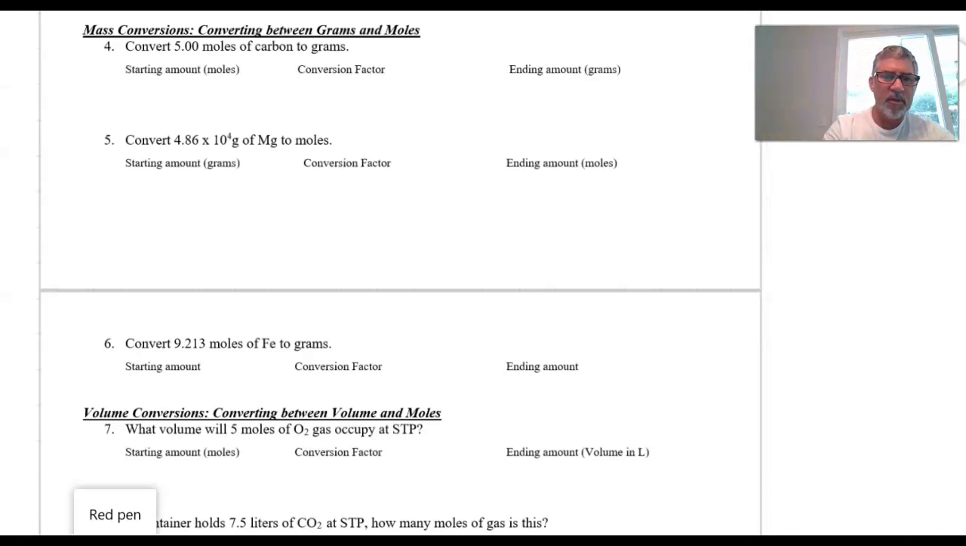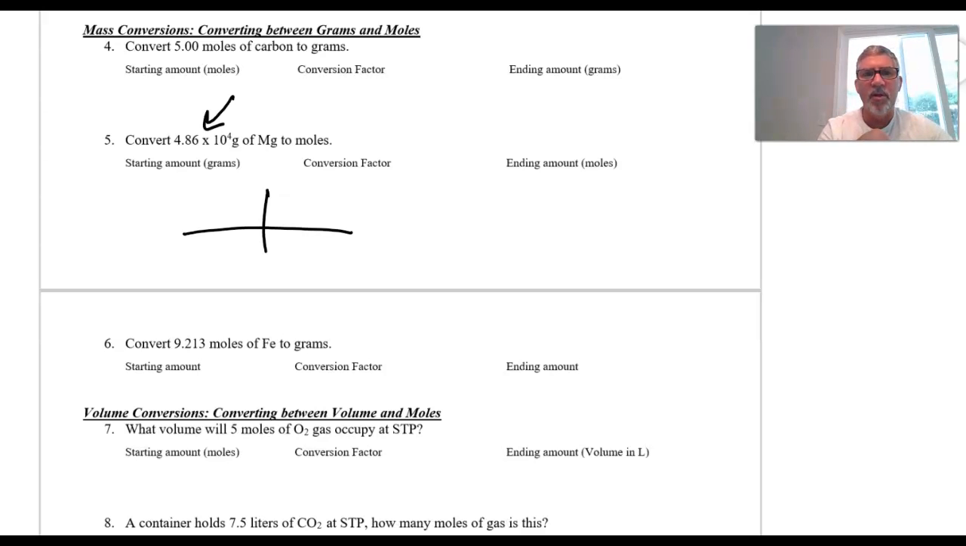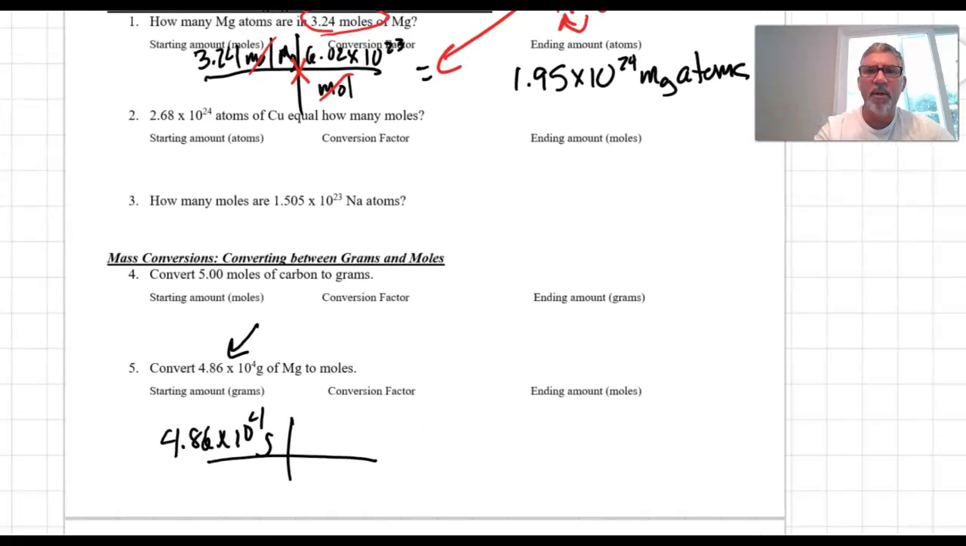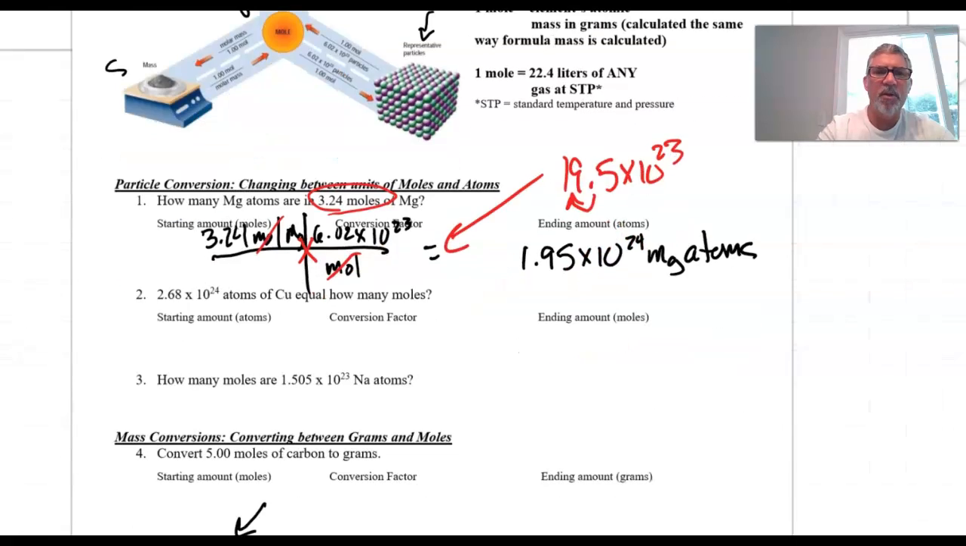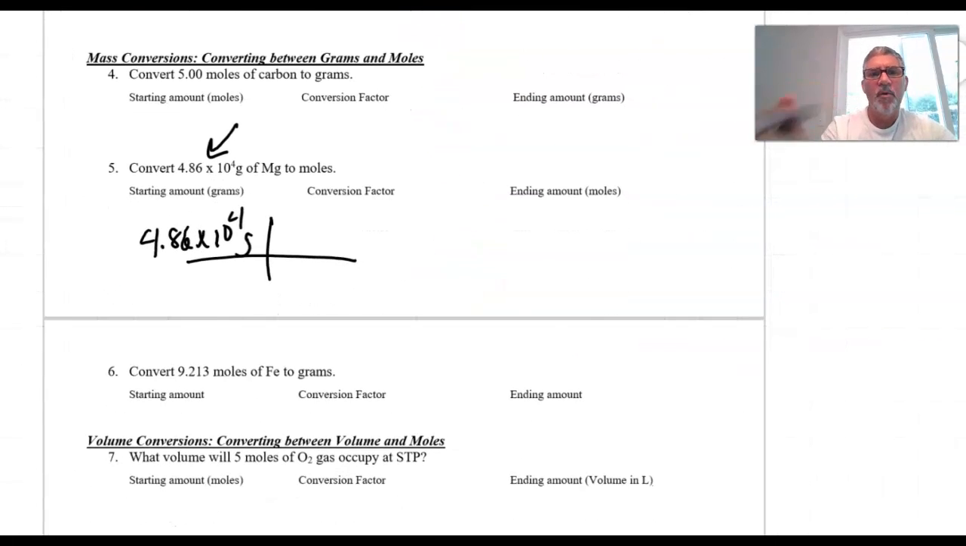The next one I'll do, the next one down. So again, I'll draw my little line here. That's my start, my given. Right, so I've got 4.86 times 10 to the 4 grams of magnesium. Right, so if I come back up here, I'm starting with, here's my start. I'm trying to find moles, so that's my finish, so I'm going in that direction. Right, so I'm trying to find moles.